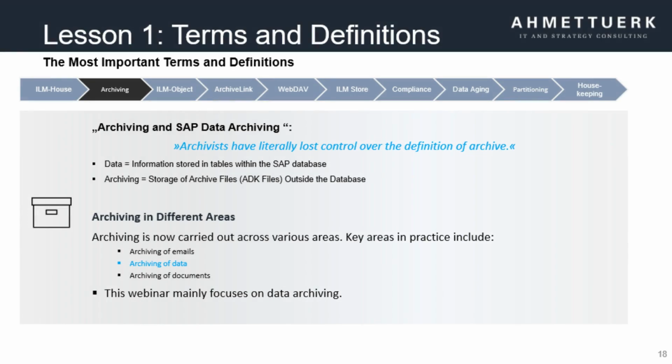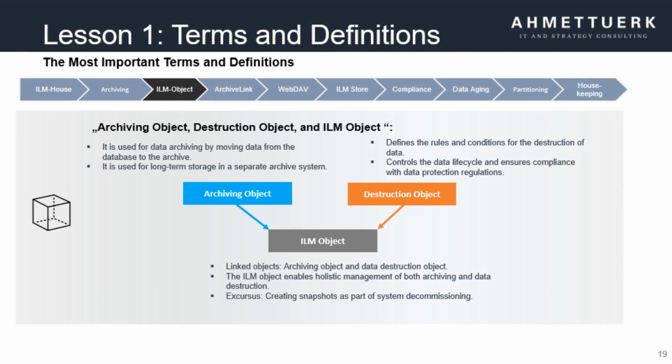In the SAP context, archiving means storing data outside the database in so-called ADK files. Archiving can take place in many areas, for emails, for documents, or for data within SAP systems. In this webinar, we focus on exactly that, archiving SAP data and how to implement it efficiently and in full compliance with regulations. In SAP ILM, we distinguish between archiving objects, destruction objects, and the ILM object itself.